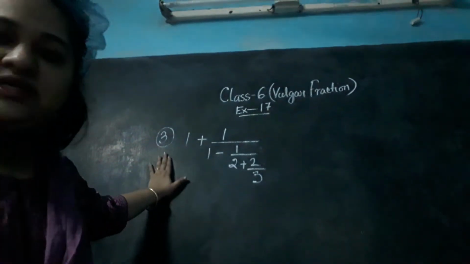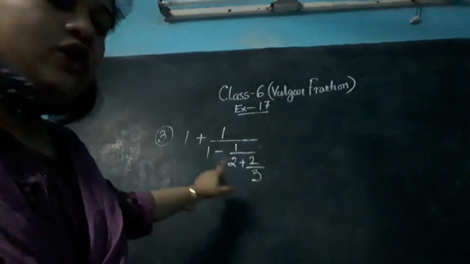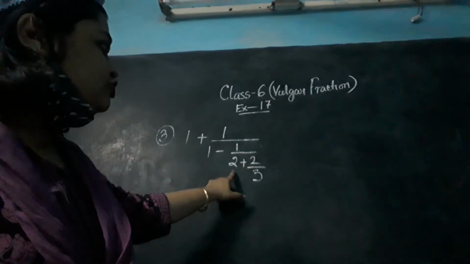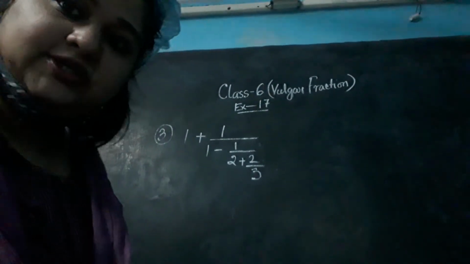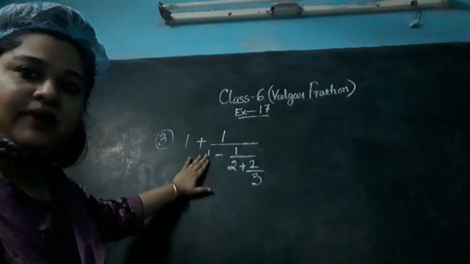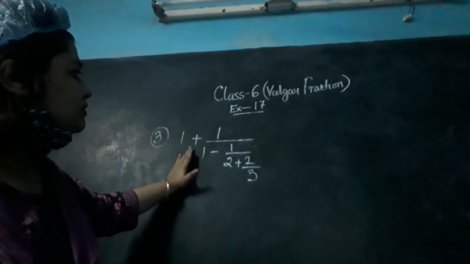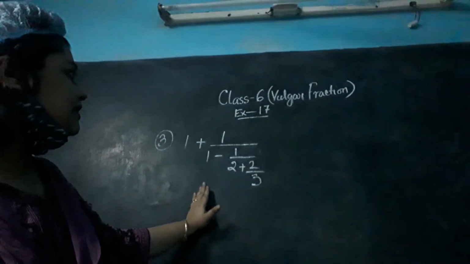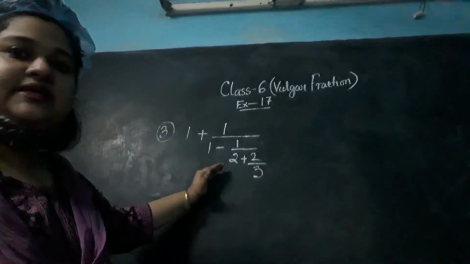Now this is exercise 17, sum number 3 that I have copied down. It looks like 1 plus 1 by 1 minus 1 by 2 plus 2 by 3. So in each and every stage you can see fractions. For example, 1 is a whole number, plus what is the fractional number? 1 is added to 1 by, and this entire thing is the denominator. Then 1 minus 1 by, again the entire thing is the denominator. So how will you solve these types of sums?